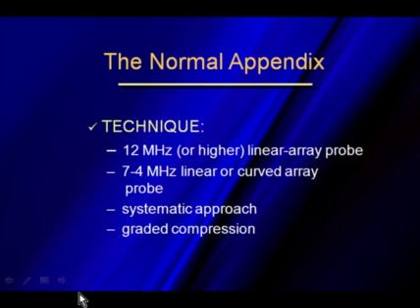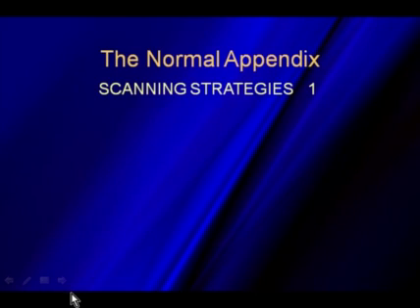We then are going to use a systematic approach, and the key to finding, I think, an appendix is to use graded compression. So you don't want to take the transducer and just bear down, but gradually add more and more pressure. The more that you can compress the top layer of the skin up against the muscles in the deep abdomen, you're going to have a much easier time in finding the normal appendix.